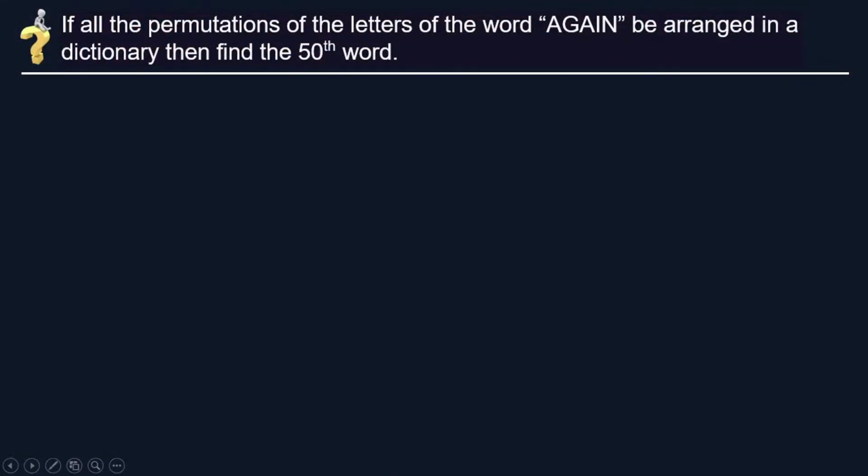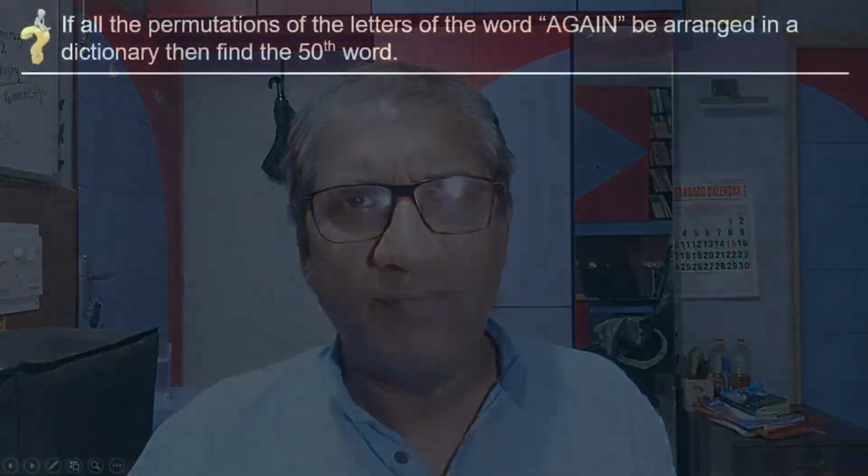Now let me take another problem. The question is, if all the permutations of the letters of the word again be arranged in a dictionary, find the 50th word. So what's the question? In this question, they have not asked you what is the rank of again. They have said you have arranged by taking all the alphabets of the word again, and now you are placing those words in the dictionary. So I want to find out what will be the 50th word. That's it. Is it clear?